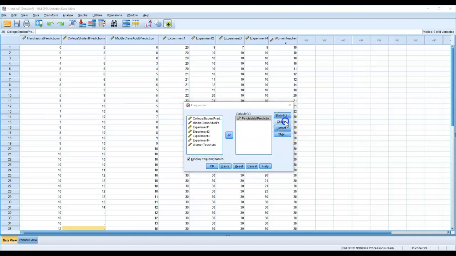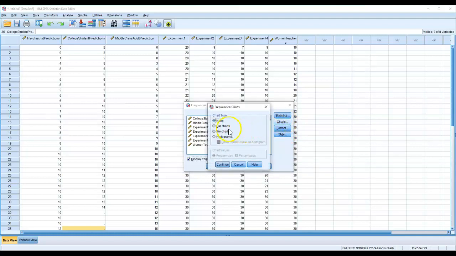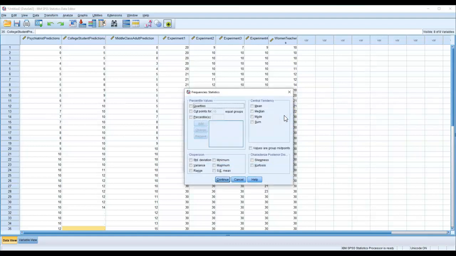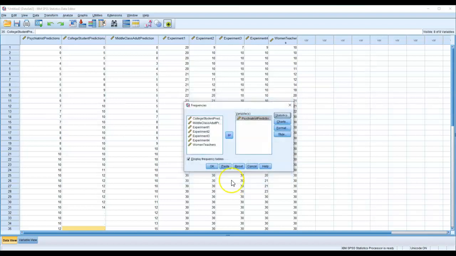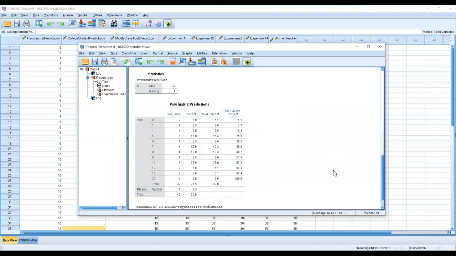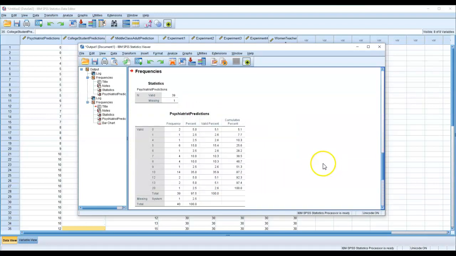You can also, under charts, ask for different kinds of charts, bar charts or histograms or pie charts. I'm going to say OK to that to get those as well. And then later on, when you know more statistics, you can ask for them in this menu as well. Ask for mean, medians, modes, and so forth. We're not doing that yet in this chapter, so I'm not going to click on these choices right now. Okay, so I click on OK to generate a frequency distribution table for the psychiatrist predictions.